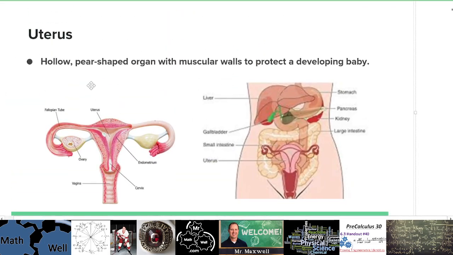The uterus is a hollow, pear-shaped organ with muscular walls to develop and protect a developing baby. So as far as your blanks there, muscular is the word you want to put in there. So it's a hollow pear-shaped organ right here with muscular walls to protect a developing baby.